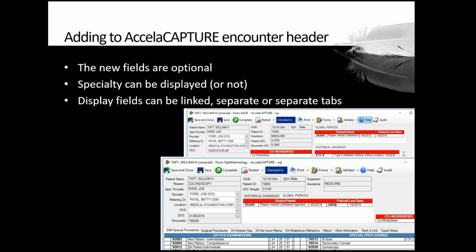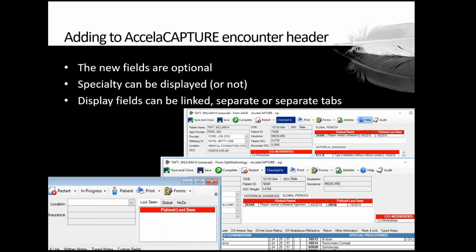Now we actually can track specialty both for global and date last seen, but currently it's only available for display on patient last seen. One other way that people have designed this is 3 overlapping tabs. So if you think your users would navigate to it, they could click on this and see last seen, click here and see global, click the 3rd tab and see the historical diagnosis.